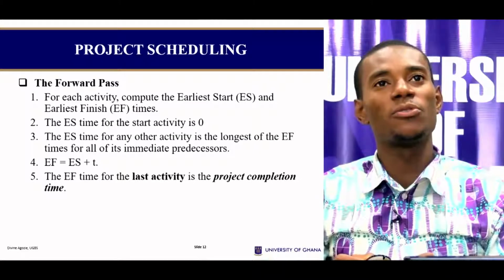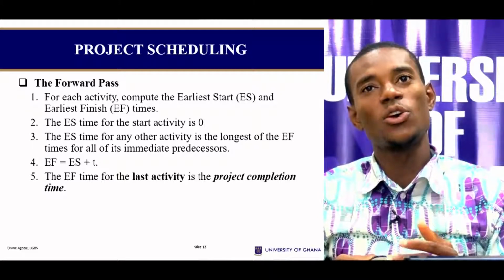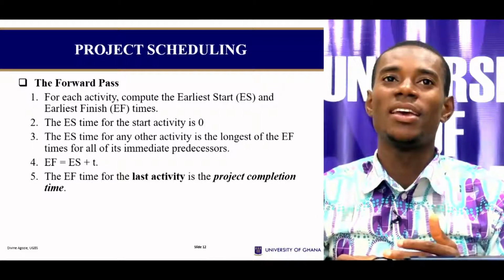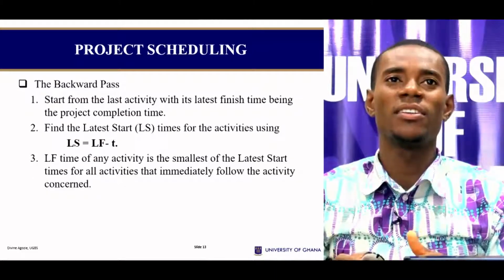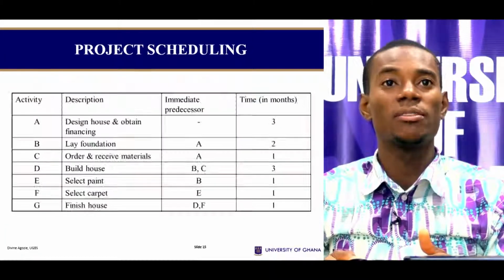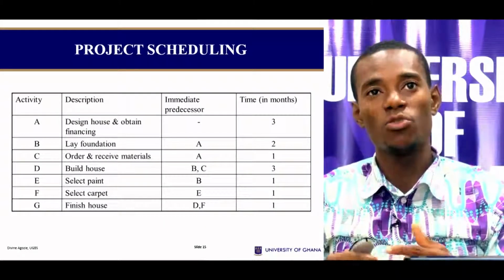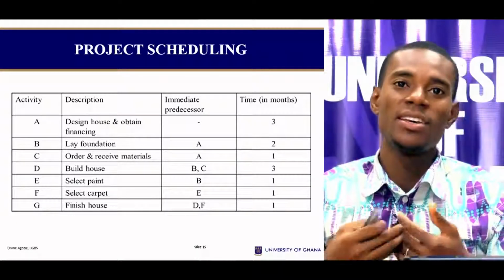So in doing the forward pass, for each activity, we compute the earliest start time and then the earliest finish time. We'll see this in subsequent examples. So let's take an example and go through it so you can understand how we do the forward pass and then the backward pass techniques.